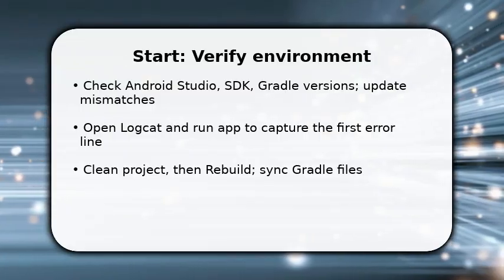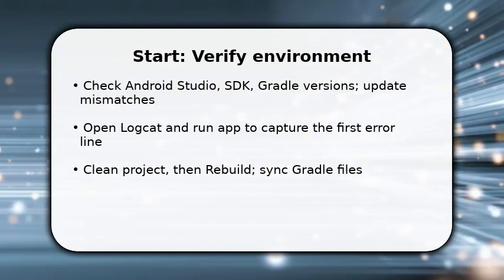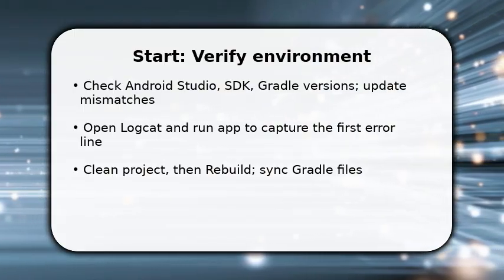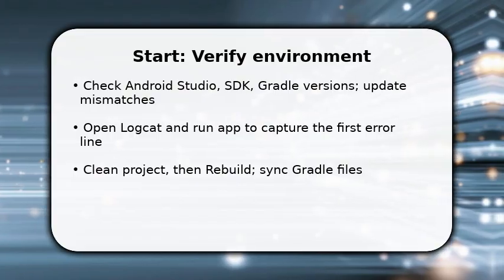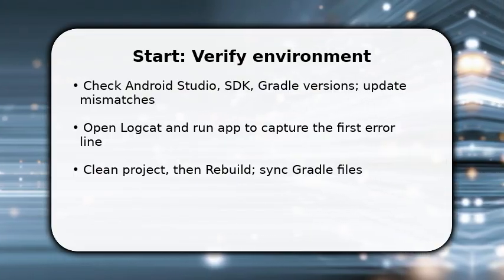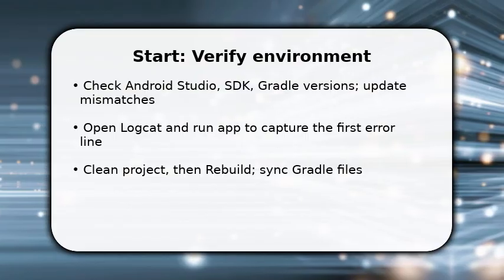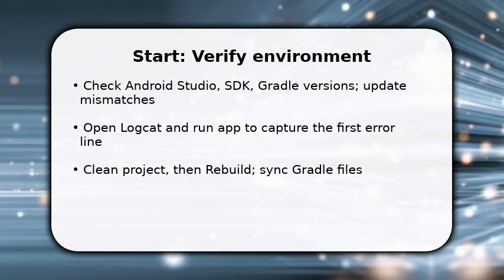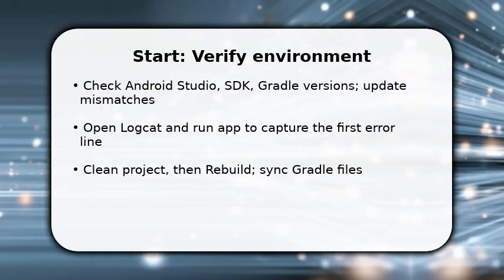You begin by confirming the environment so you avoid wasted steps. Open SDK Manager and verify installed API levels and SDK build tools. Make sure your Gradle plugin matches the project. Once done, run the app and immediately switch to Logcat to capture the first error line.